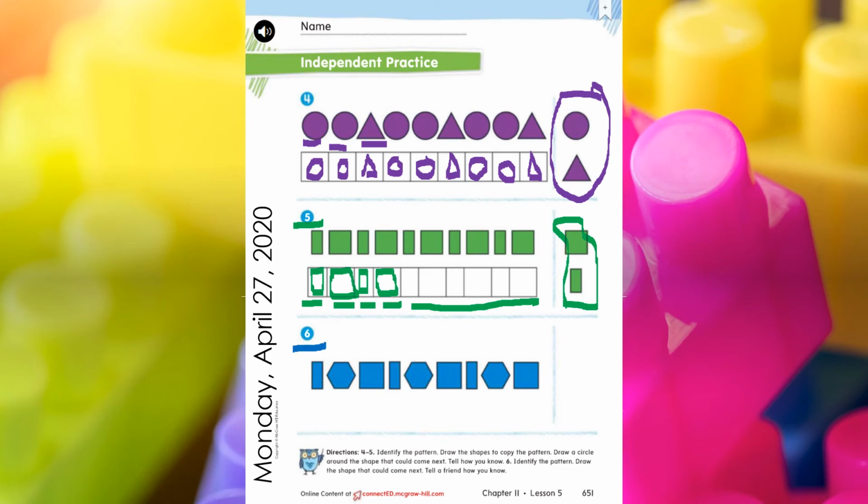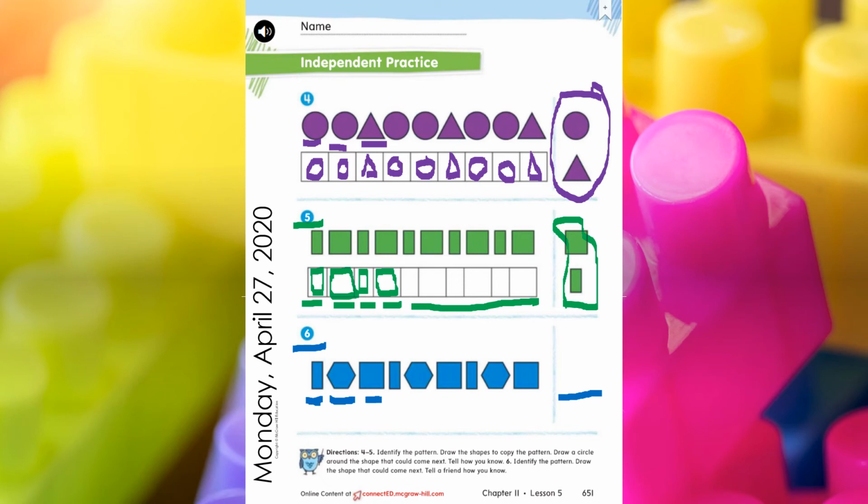All right, let's look at number 6. For number 6, I just want us to say the pattern out loud. And this is actually called an ABC pattern because there are 3 different shapes. What are the 3 different shapes? Can you tell me? What is this first one? It is a rectangle. Very good. What is the second one? It is a hexagon. Excellent. And the third shape is a square. So we can say the pattern to ourselves, and all we have to do is draw the pattern that comes next. So let's say it together.